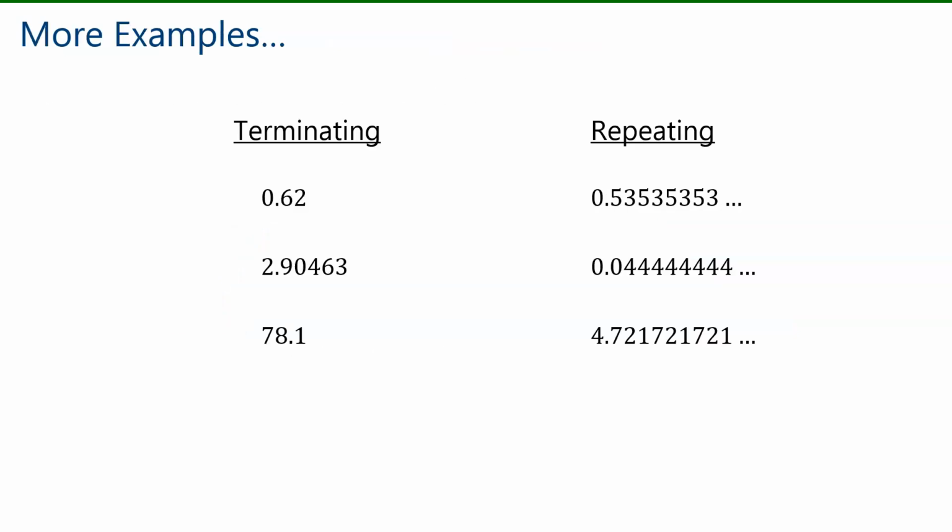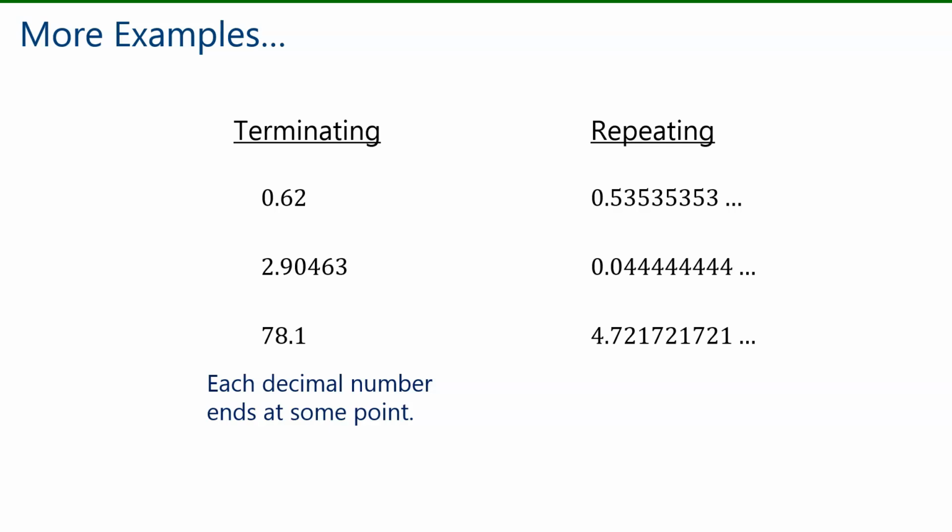So here are some more examples. On the left, we have some terminating decimals. The first decimal stops after the hundredths place. The second decimal stops after the 100,000ths place, whereas the third decimal stops after the tenths place. So no matter where it stops, you can see that each decimal stops at some point. So that's why we call it terminating.